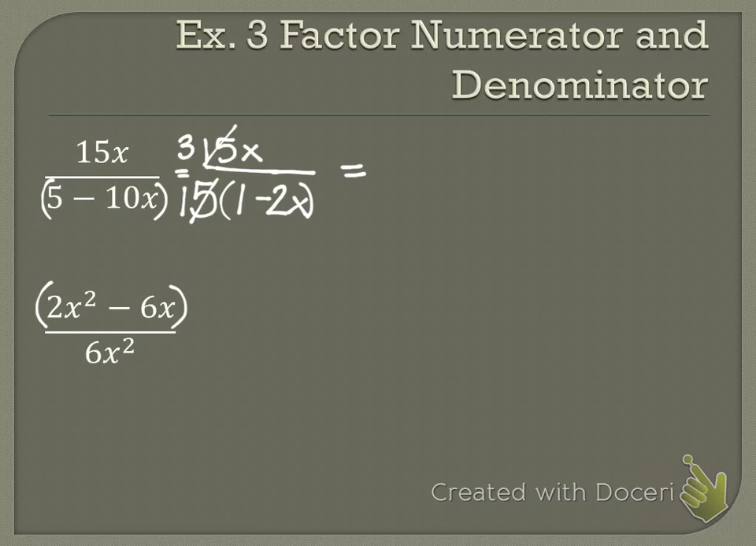Is there anything left for me to cancel out here? Nope, there's nothing else. So I write my answer as 3x over 1 times 1 minus 2x. Now, this 1 right here on the outside of parentheses, you do not have to write that, because it's a 1, and obviously it would mean distributive property. 1 times 1 is 1. 1 times negative 2x is negative 2x.